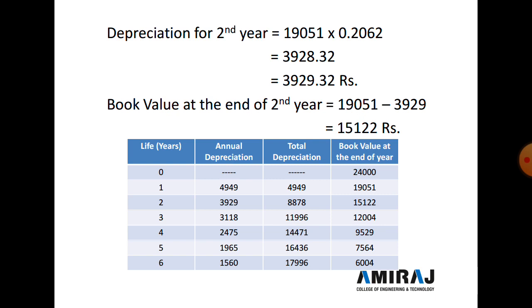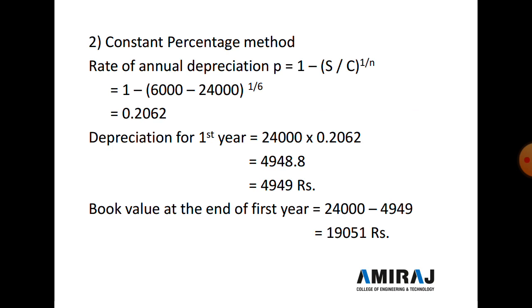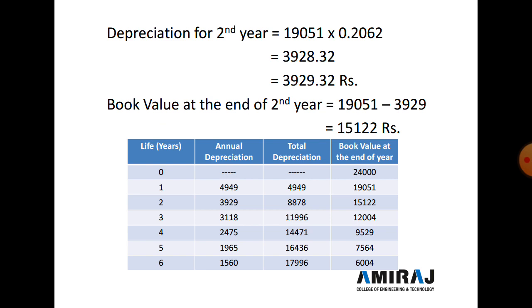Now depreciation in the second year is 19,051 rupees multiplied by 0.2062. So 0.2062 is the rate of annual depreciation. So we got the answer 3,928.32 rupees. Now the book value at the end of the second year is 19,051 minus the depreciation of 3,929, so 15,122 rupees.